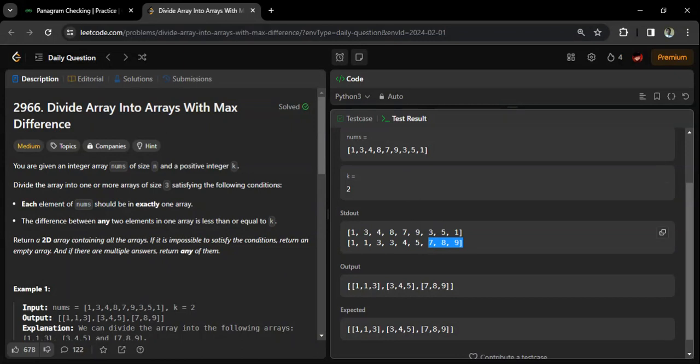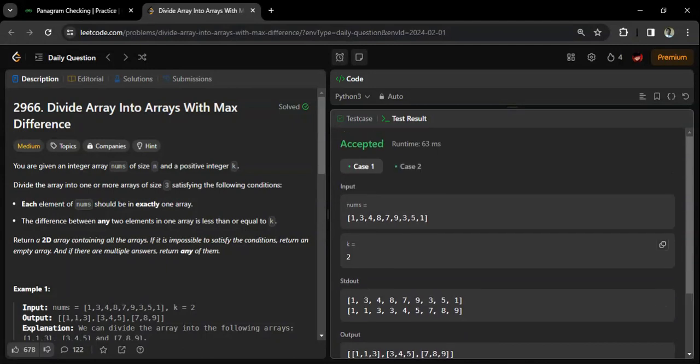That is the ith index. Let us say this particular index is I, and this element is going to be the I plus 2 index. That's what I wanted to show you.